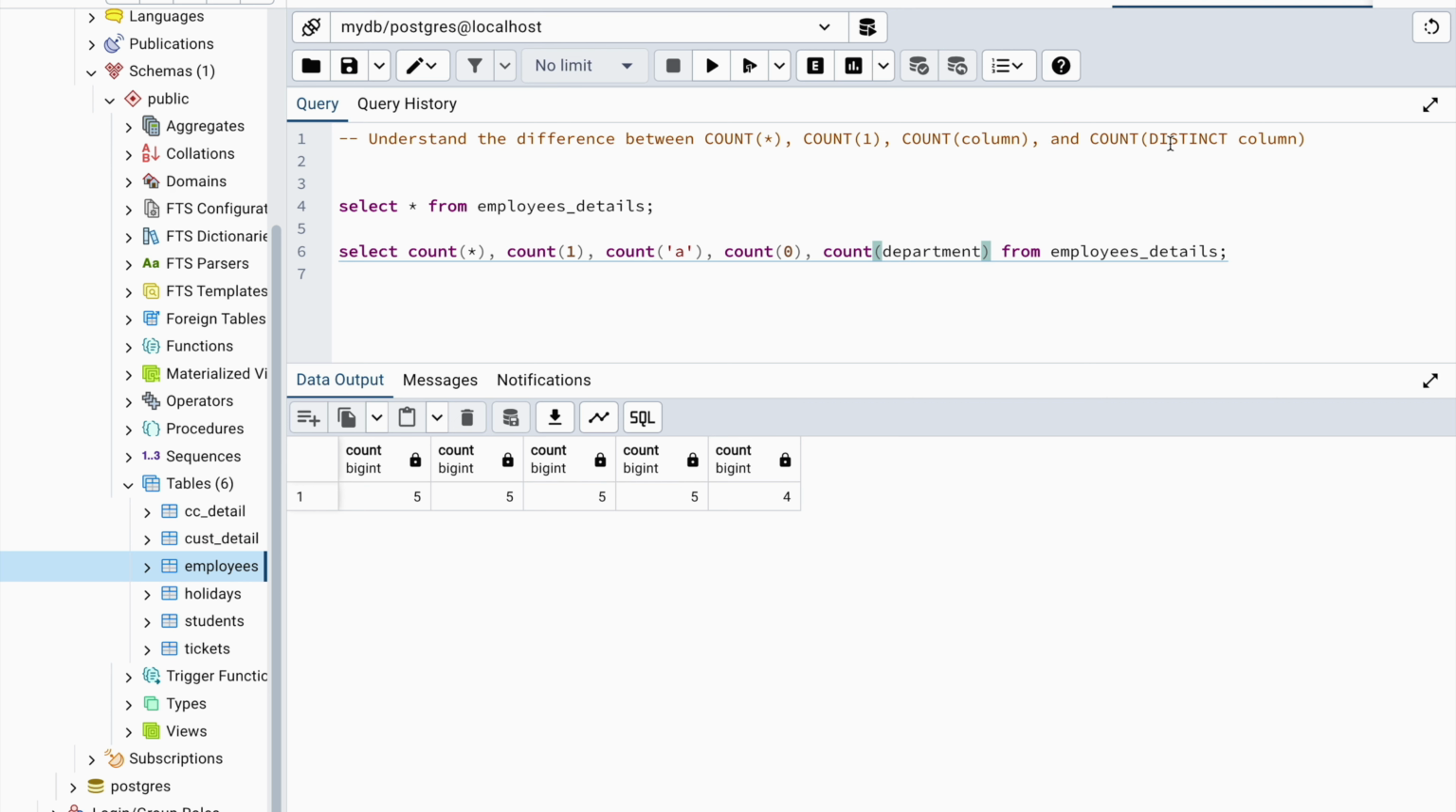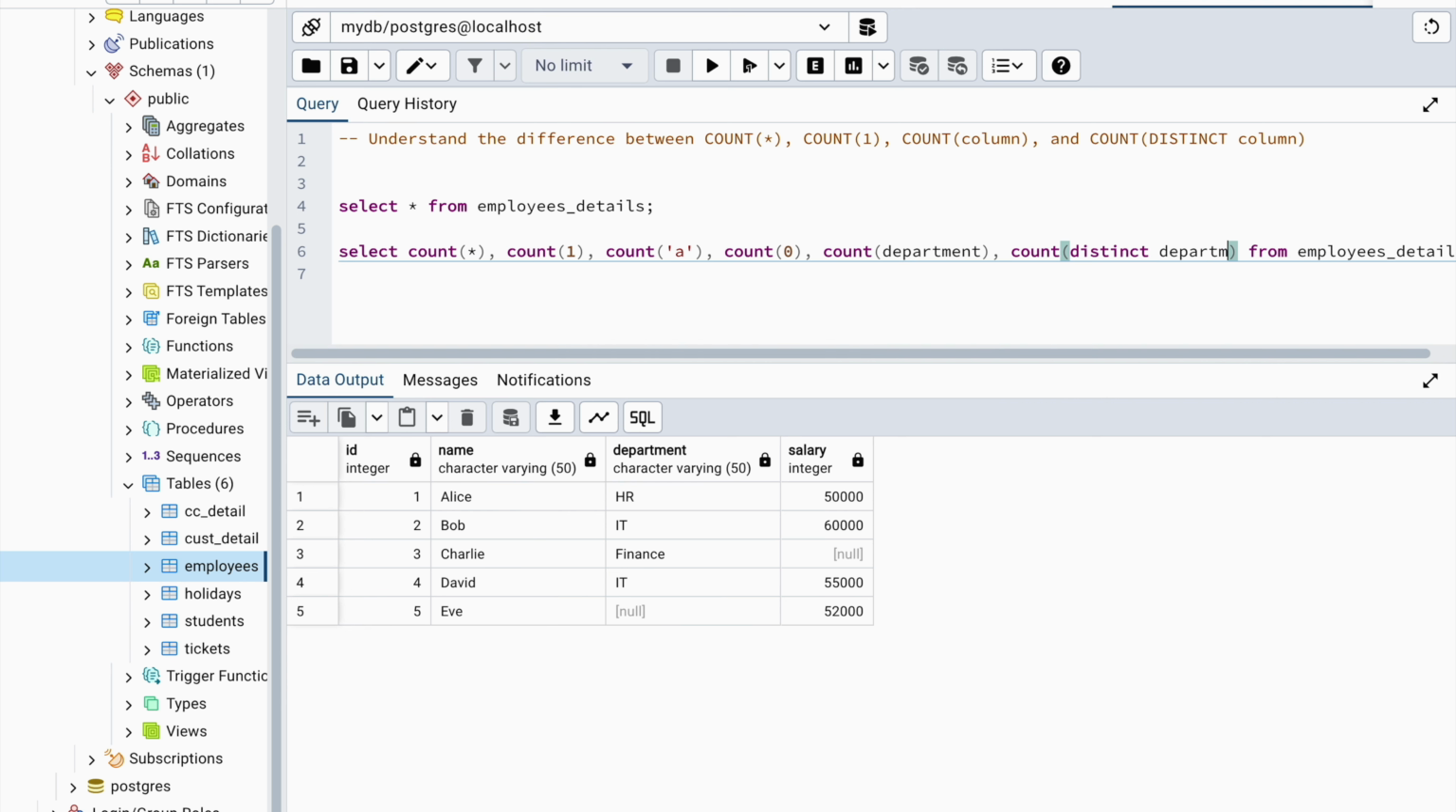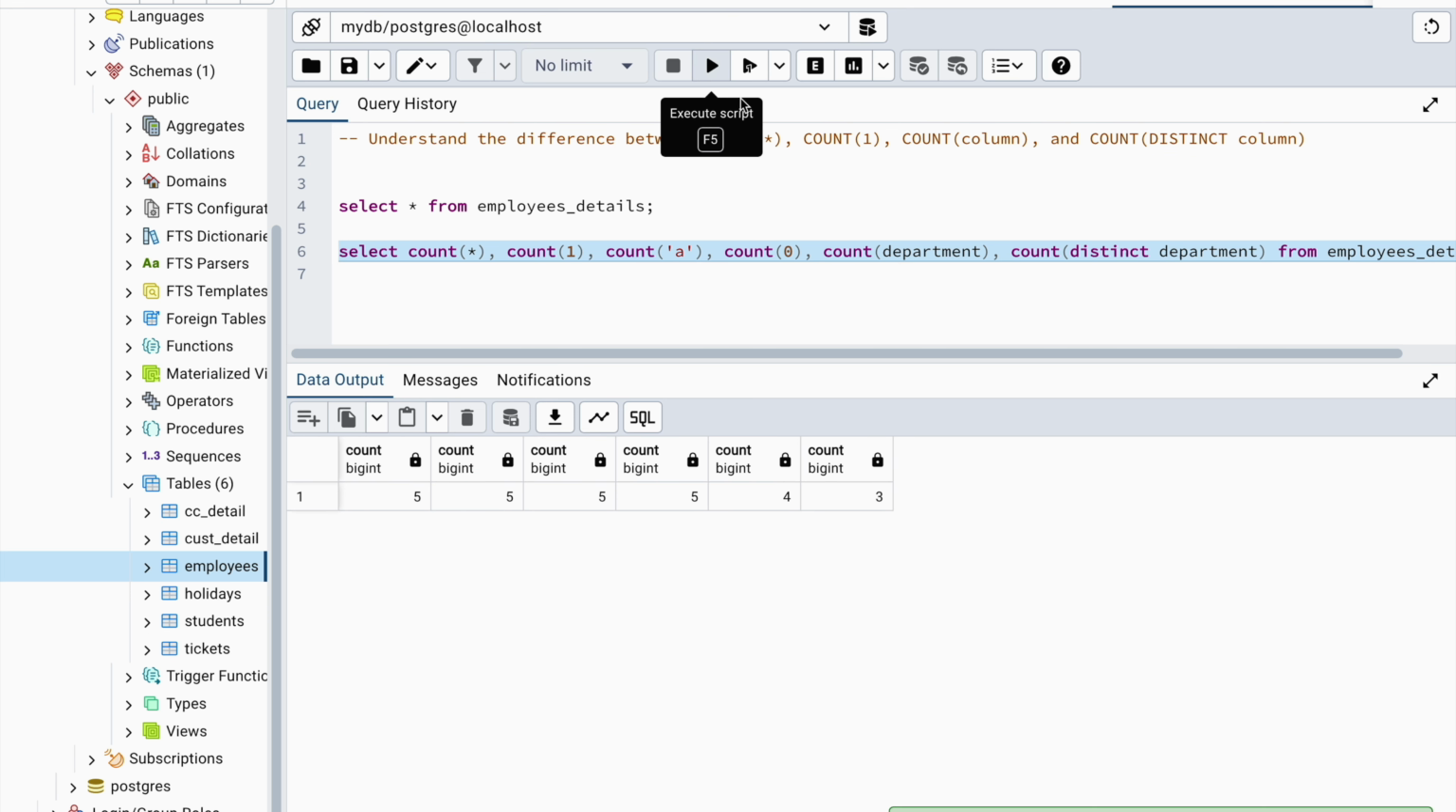Similarly, count distinct column does the same thing, but it simply counts the distinct values in that column. If we look at the distinct values in our column, this is 1, 2 and 3. So we should get 3 as our output. Alright, we have got 3.